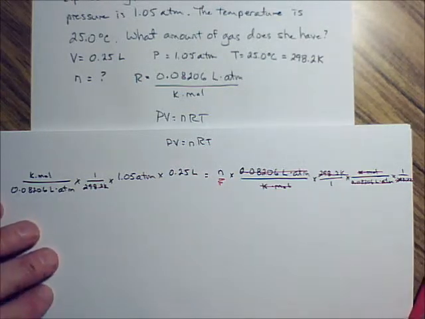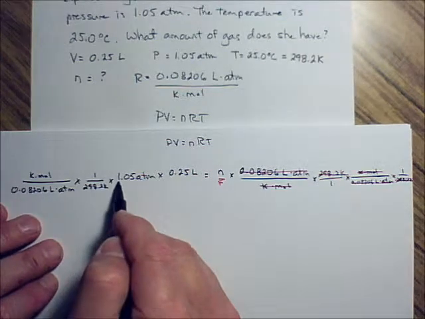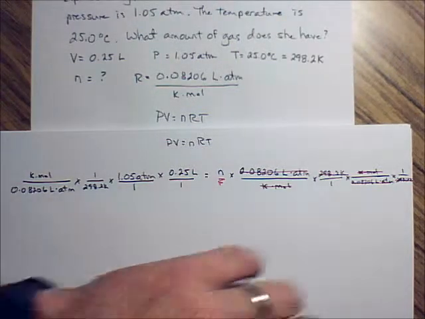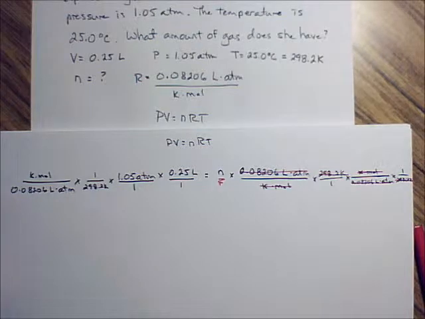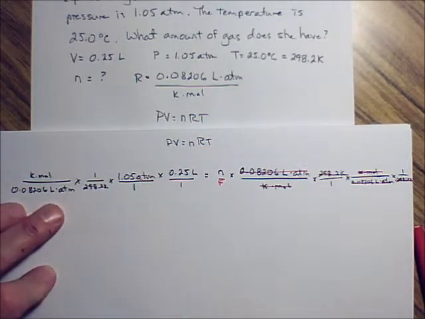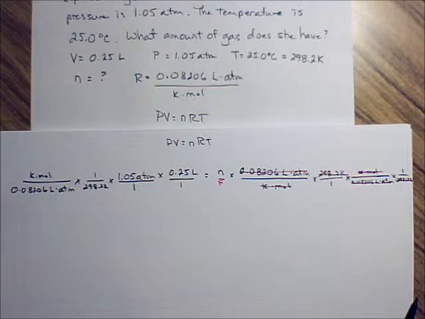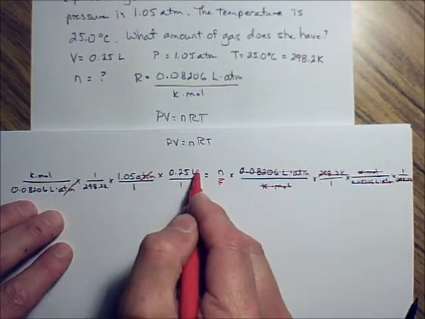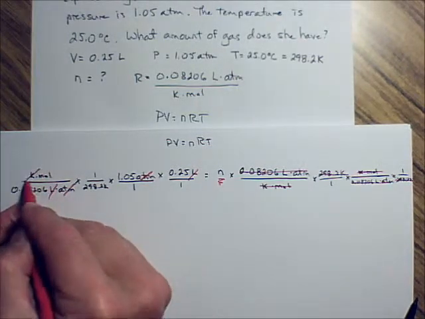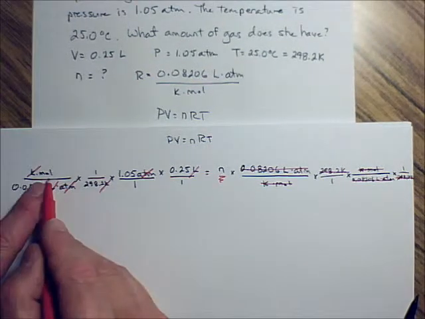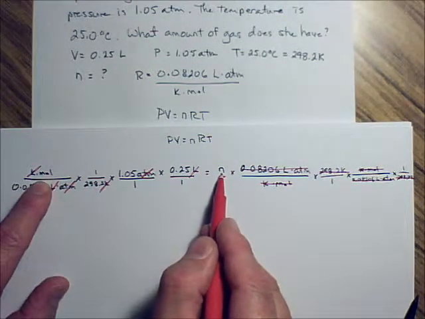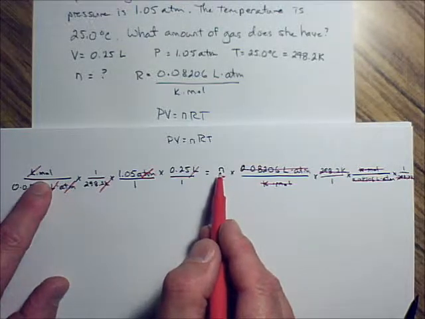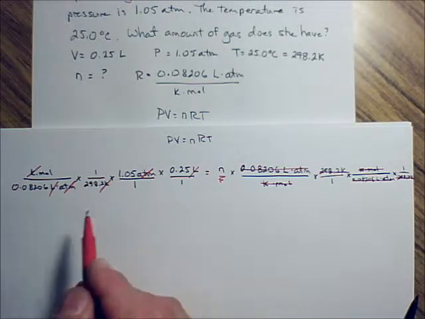Now over here, we've got to do a little bit of work with this one. Let's put this over 1, because it doesn't change the value. It just makes it a little easier to set up the problem. When I do that, I can see clearly now: atmospheres cancels atmospheres, liters cancels liters, Kelvin cancels Kelvin. I'm left with moles. And what are we looking for? Amount of a substance. Moles measures the amount of a substance. So I know I've probably done the setup right.